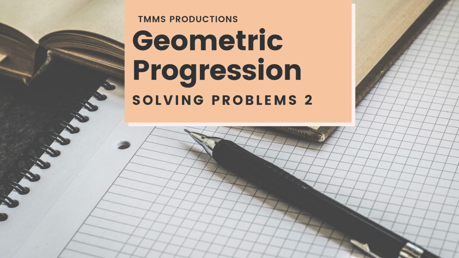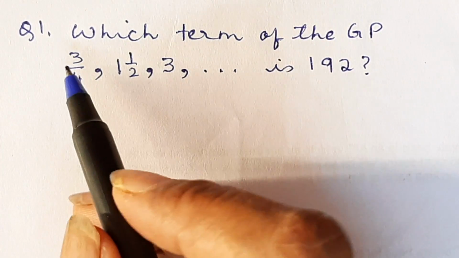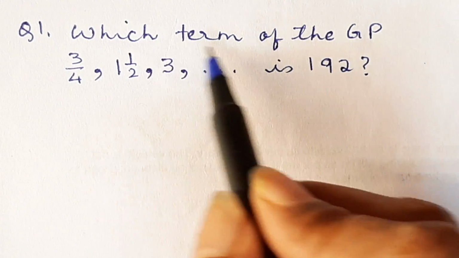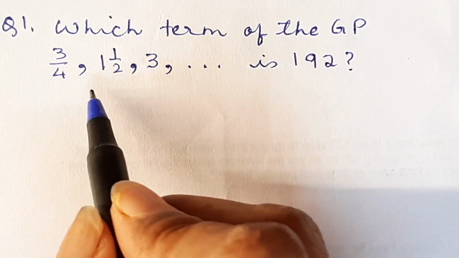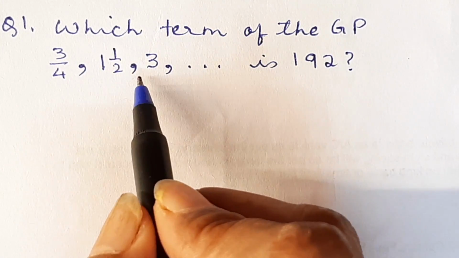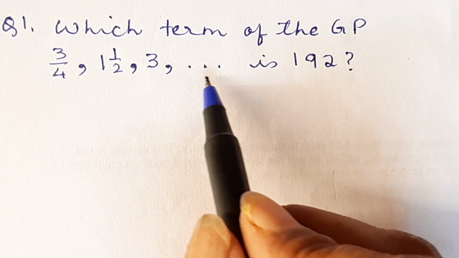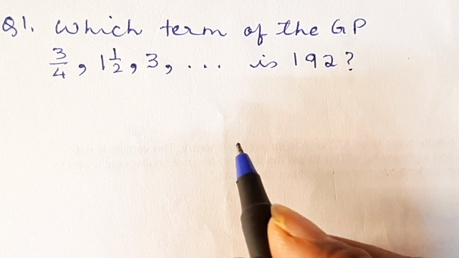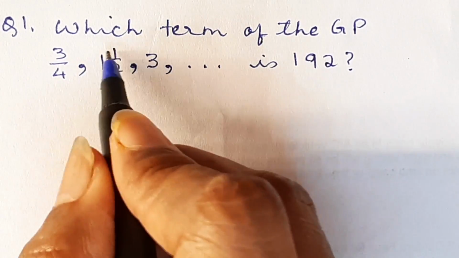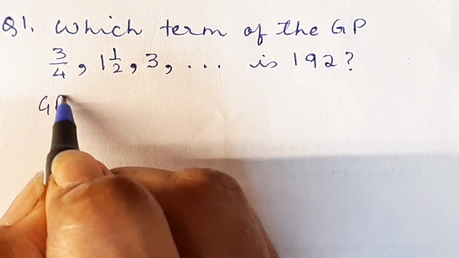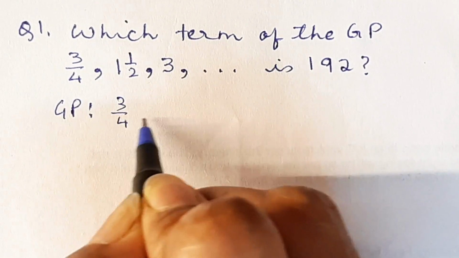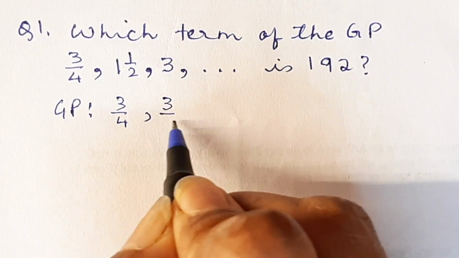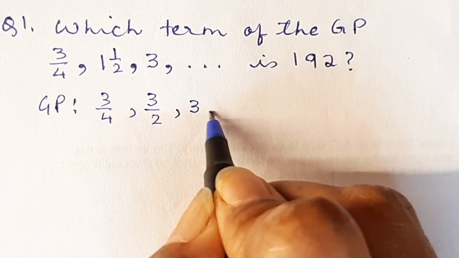This is yet another video of the series in which we will be solving problems based on geometric progression. Let us begin with question 1. Which term of the GP 3/4, 1.5, 3, is 192? Now in this particular question, we have a mixed fraction here. So we will say our GP is 3/4, and make this 3/2, then 3, and so on.